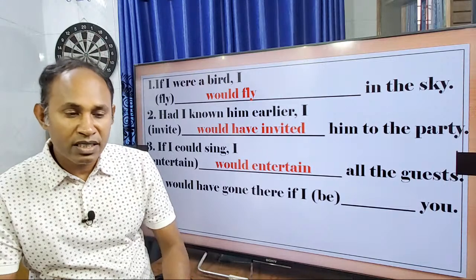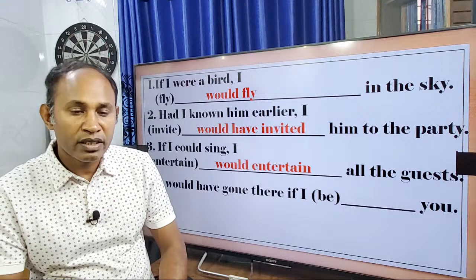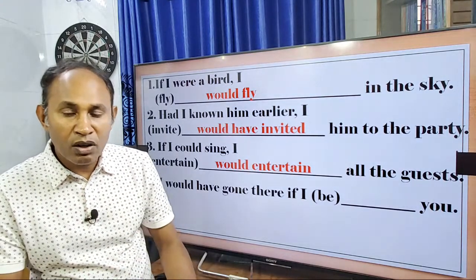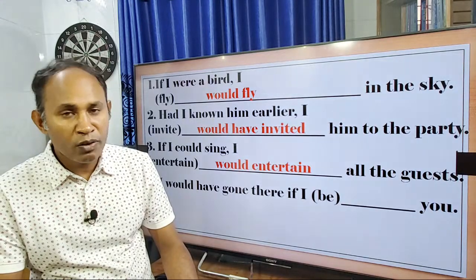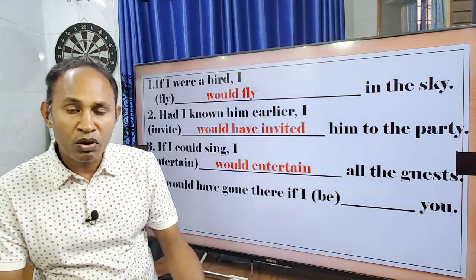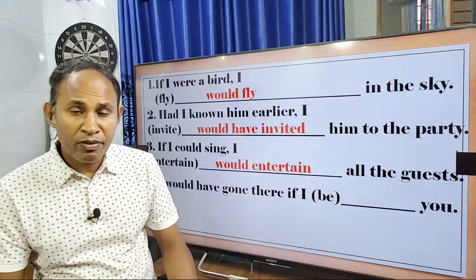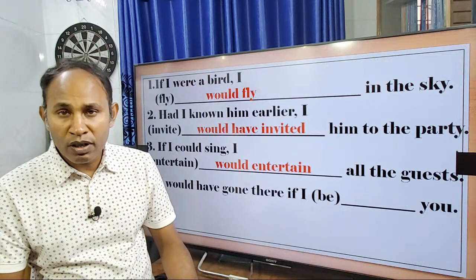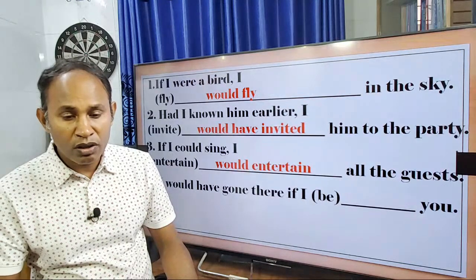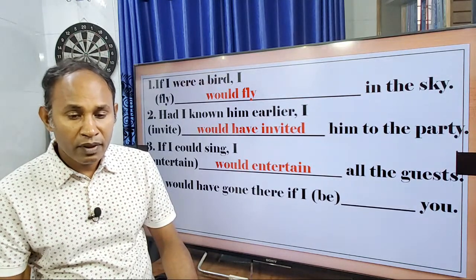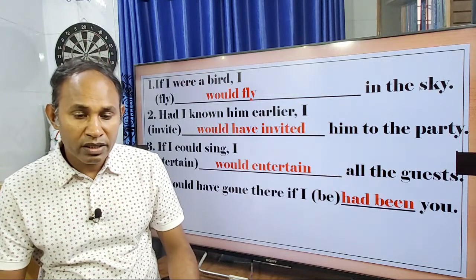Would entertain or could entertain, you can also write, because there are three modal auxiliary verbs, then you can use would, could or might. So all of your answers are correct if you write down would or could or might. Though there must be some differences between would, could or might, in this sentence your answers are correct. And that's right, had been is absolutely the right answer, and great, congratulations.